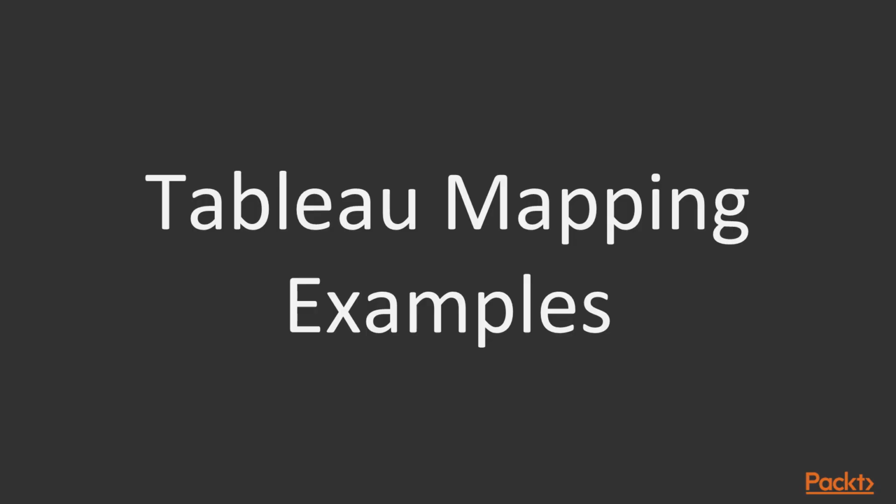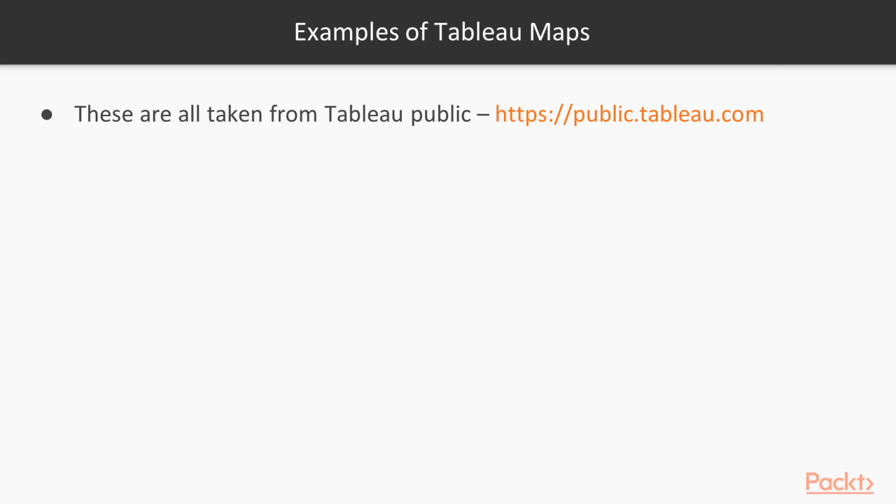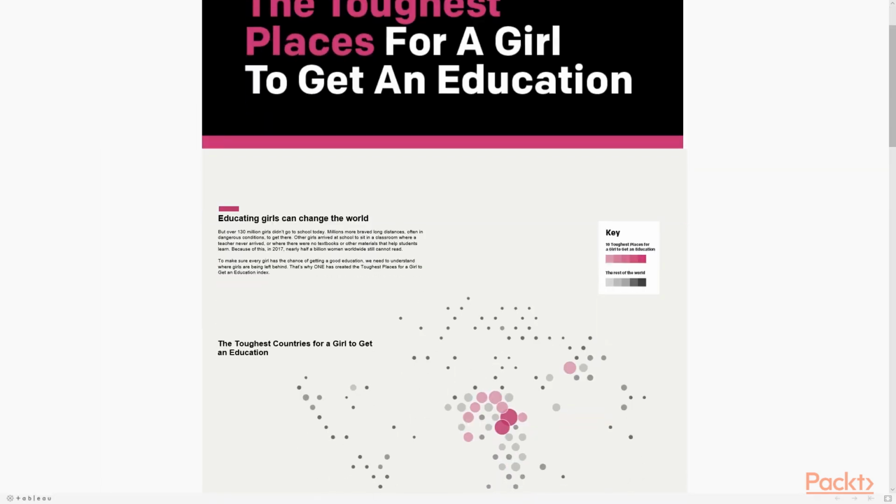So let's go ahead and see some cool examples of Tableau maps. These are all taken from Tableau Public, and you can see the URL right here, public.tableau.com. So the first one is scrolling a little bit. This is called the toughest places for a girl to get an education.